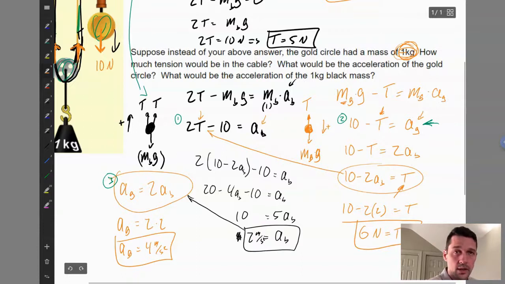So 3 unknowns, 3 equations, but all in all, very similar approach to everything we've done so far. We're just creating Newton's second law statements for each of the objects. The only hitch here is that they don't have the same acceleration. So our third equation is an equation which relates the 2 accelerations to each other. There we go.